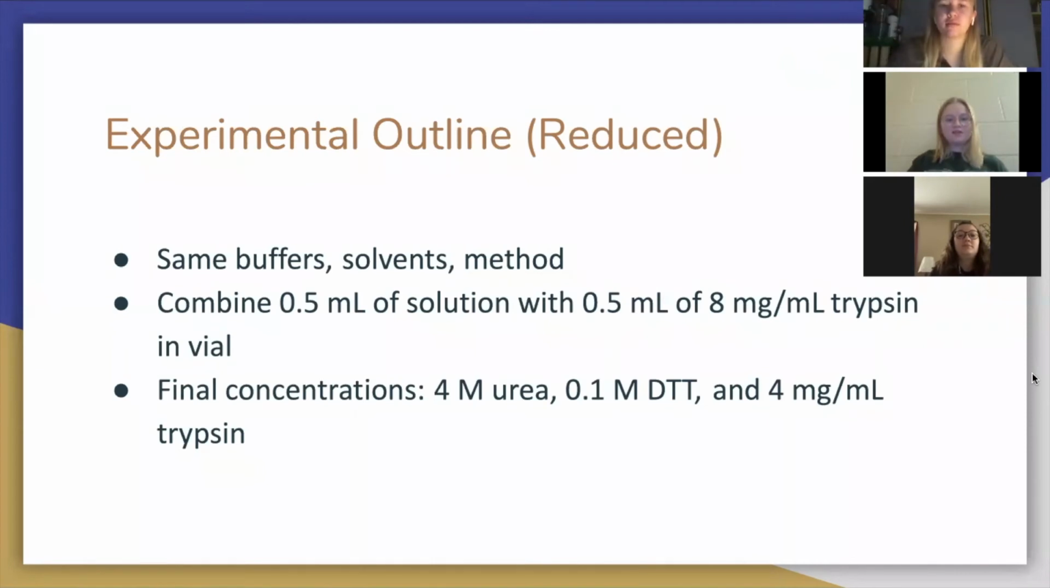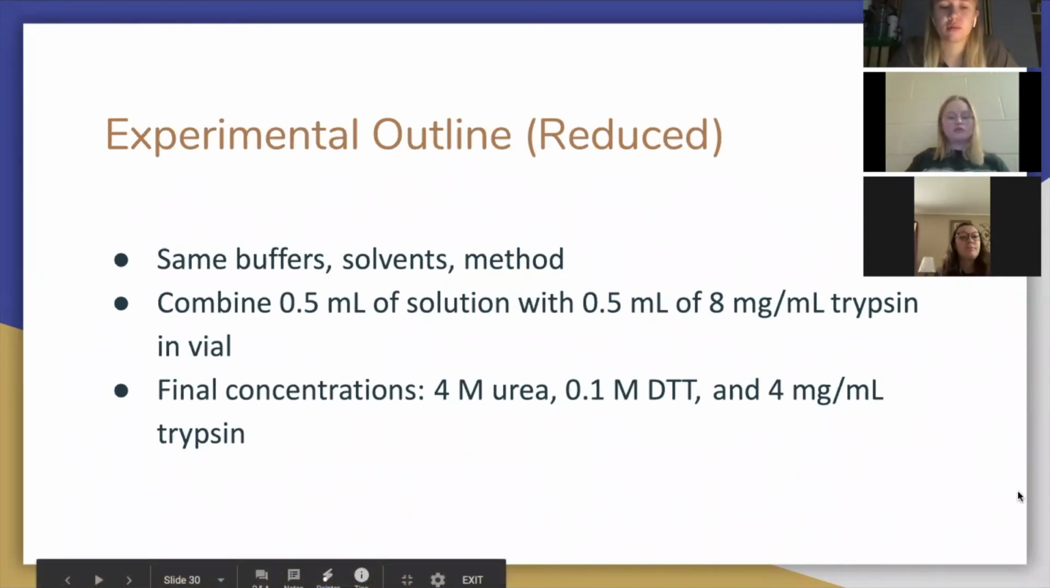Experimental outline for the reduced had the same buffers, solvents, and method. It was combined with 0.5 milliliters of solution with 0.5 milliliters of 8 milligrams per milliliter trypsin in the vial. The final concentrations had 4 molar urea, 0.1 molar DTT, and 4 milligrams per milliliter trypsin.